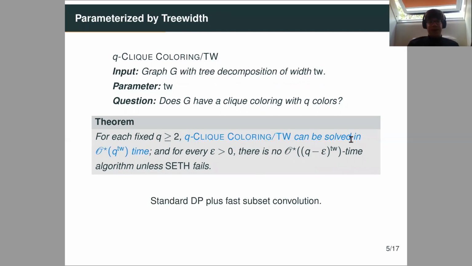So for the upper bound in this theorem, we give a standard dynamic programming algorithm where at some point we have to use fast subset convolution. And for the lower bound, we give 2 reductions, one for the case where the number of colors is at least 3, in which case we can use hardness results for proper coloring parameterized by tree width, and we give a separate reduction for the case of 2 colors.